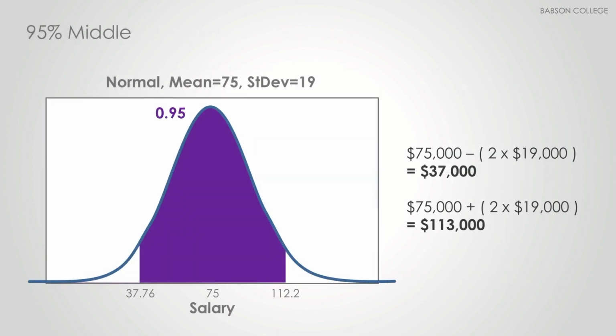Here's one last look at a 95% middle, where I tied the visual display to the empirical rule. Here, the middle 95% ranges from about $38,000 to $112,000. You can get pretty close to those numbers by using the second empirical rule. Start by taking the mean and then adding and subtracting 2 times the standard deviation, as you see here.